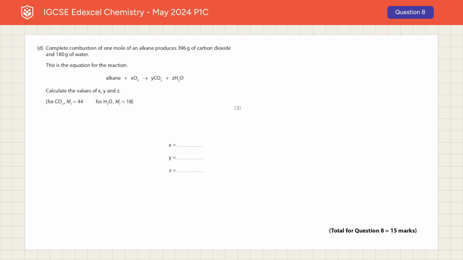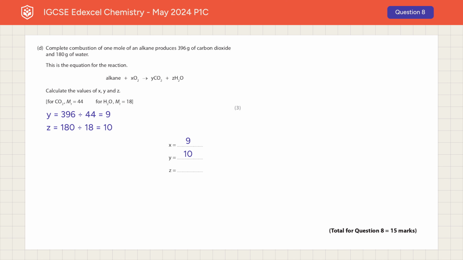For carbon dioxide, the calculation is 396 grams divided by 44 grams per mole, which equals 9 moles. Therefore, y equals 9. Next, for the water, 180 divided by 18 gives us 10 moles. Therefore, z equals 10. This tells us we produce 10 moles of H2O. Since each water molecule has 2 hydrogen atoms, this means the alkane must have contained 20 hydrogen atoms. So, our mystery alkane is nonane, C9H20.